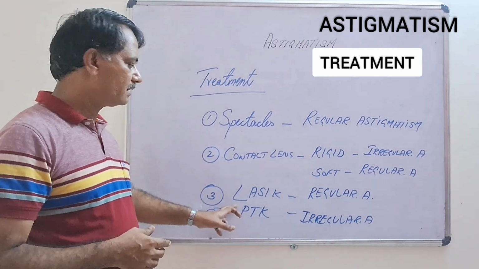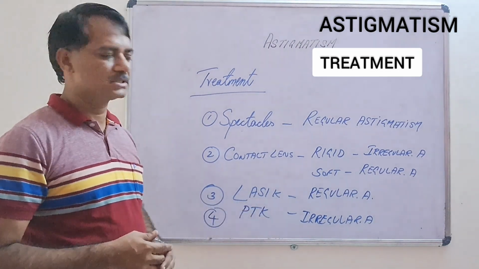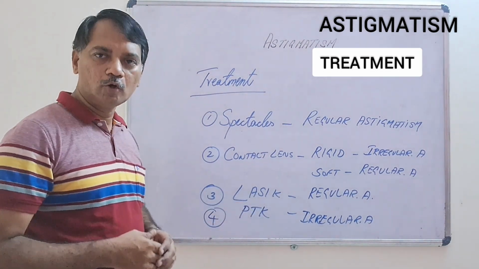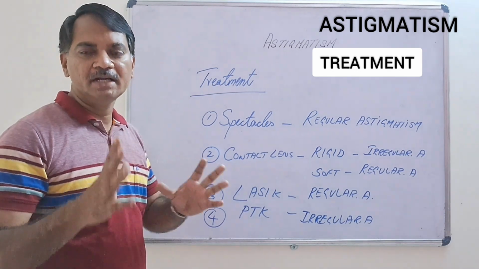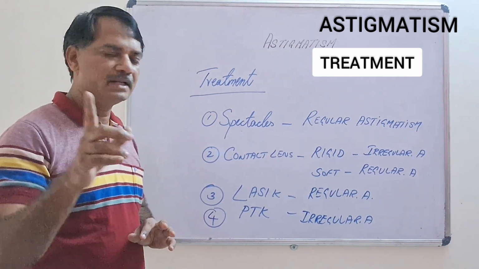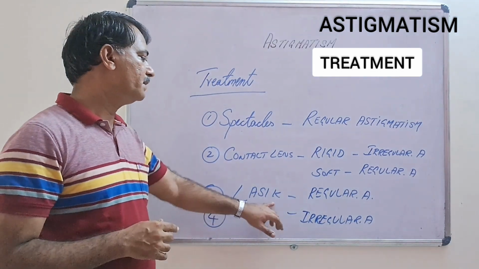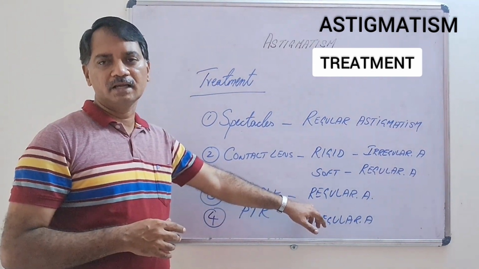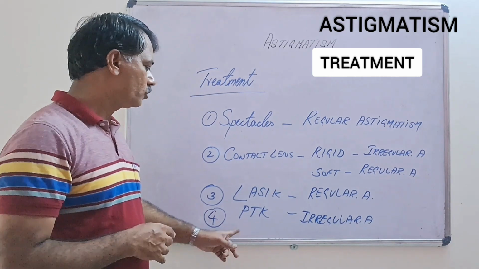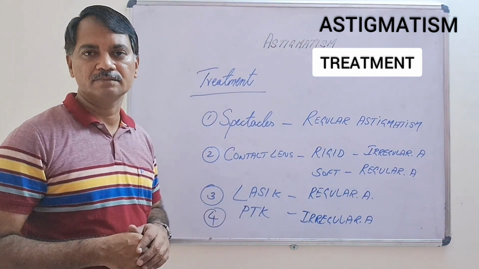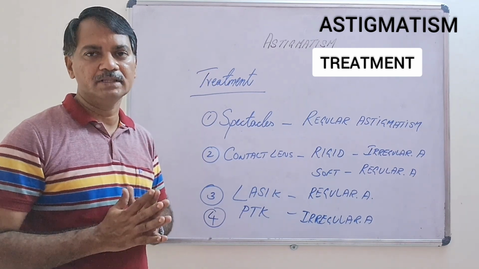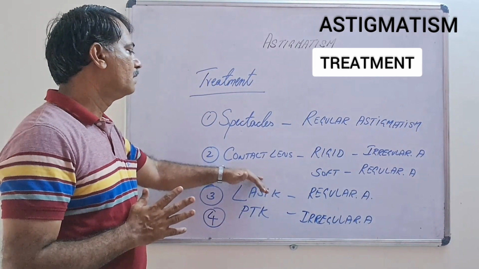LASIK, laser in situ keratomileusis. This is a procedure to avoid spectacles after you achieve stability of vision whenever you are wearing a spectacle. This is very useful and has a very good effect in regular astigmatism. Phototherapeutic keratectomy can be done in irregular astigmatism. So this is the treatment method for astigmatism.